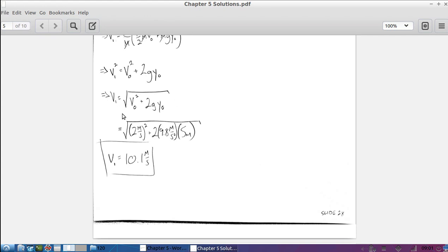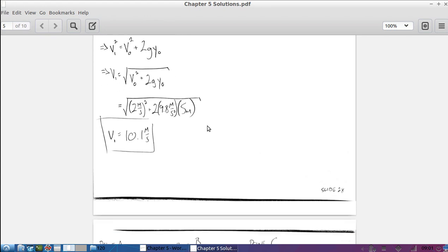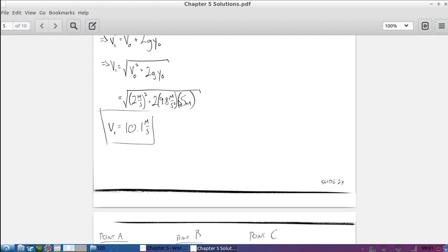Solve for v1, take the square root of both sides. I can plug everything in. Remember, y naught is positive 5 meters. The initial position was at the top of the hill because I'm an Amber. All right, plug everything in, and I get a final velocity of 10.1 meters per second.